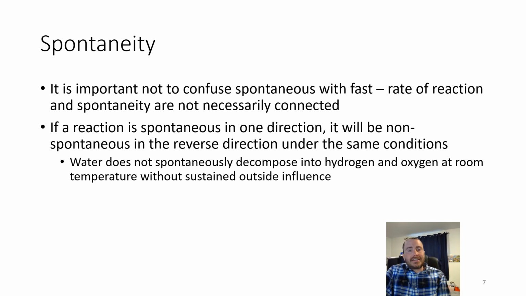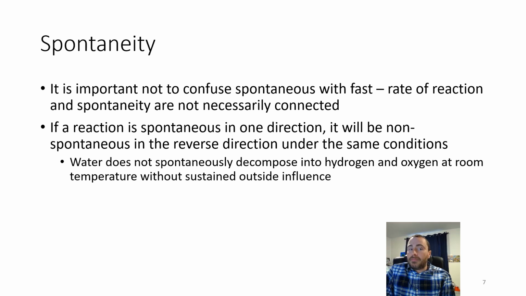But we need to see that spontaneous doesn't have anything to do with how fast or slow the reaction is. It doesn't have anything to do with the rates of our reactions. Remember, the first chapter that we did in Chem 2 is all about rates of reaction. That doesn't apply to whether a reaction is spontaneous or not. The speed of it doesn't matter.